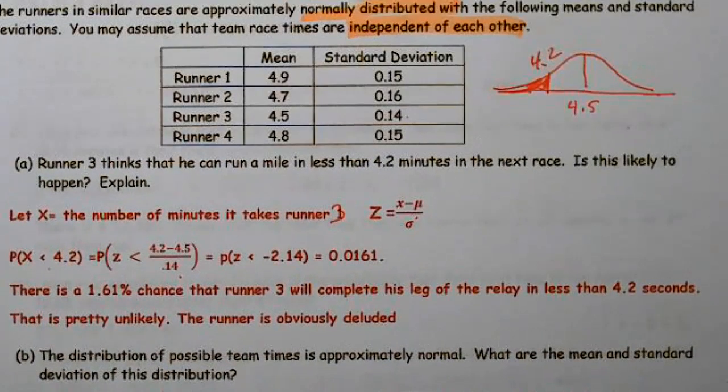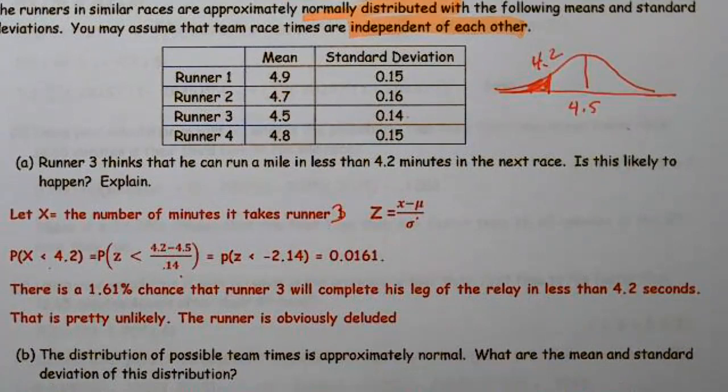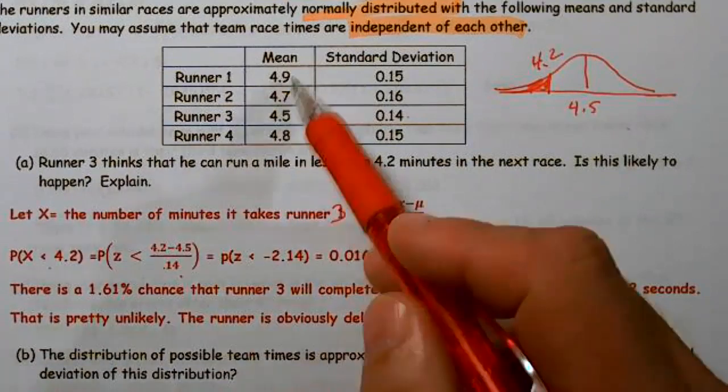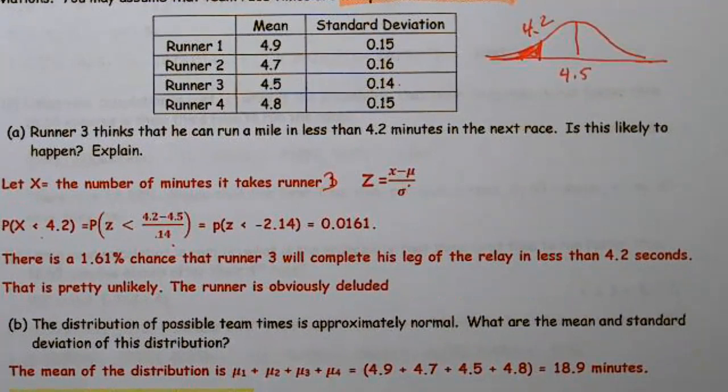The next thing, the distribution of possible times is approximately normal. What are the mean and standard deviation of this distribution? Well, they tell me the mean is 4.9 for each runner. So basically, how long do I expect the team to run it? Well, I just add them all up, and I can just add the means directly. And so I would expect, based on those times, it to take 18.9 minutes. That's what I would anticipate. That's the mean. That's very easy to do.